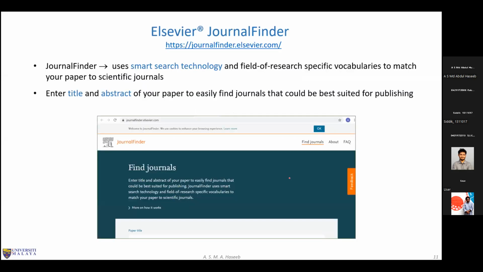There is another way that you can do it. Elsevier has a journal finder platform. There you can paste your abstract, and based on this information, they have this AI platform that will suggest which Elsevier journal you can target. So this is free, and all of you should try that.